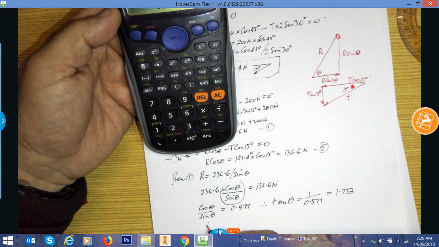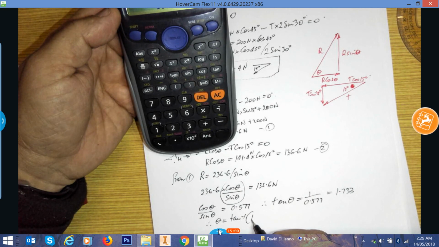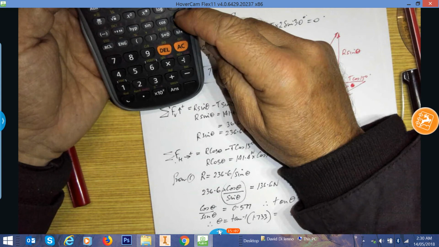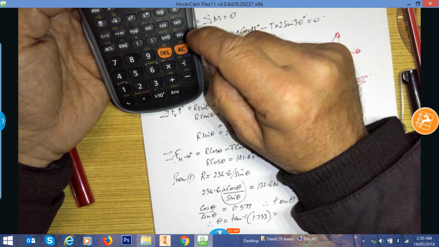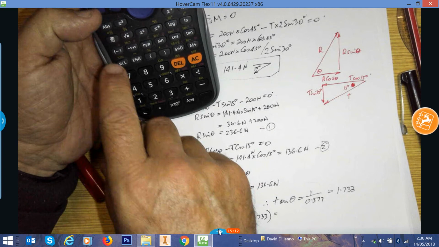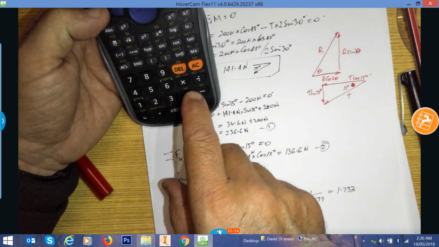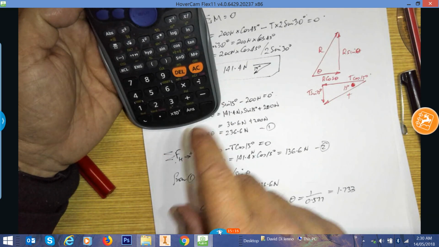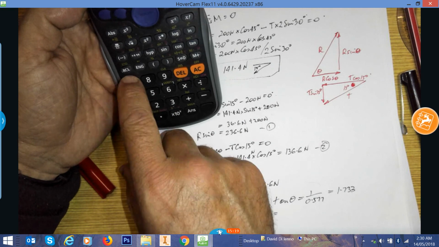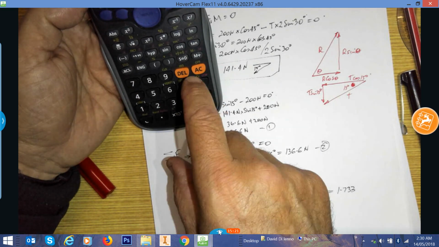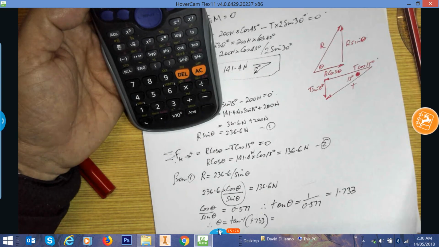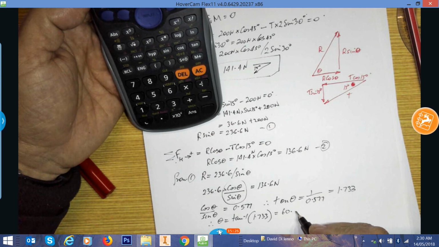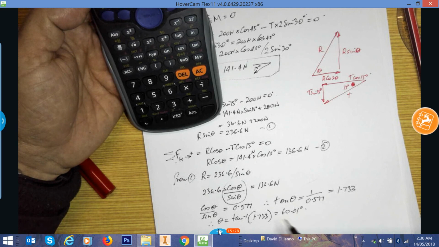Therefore theta is going to equal tan to the minus 1 of 1.733, so the inverse tan of 1.733 gives 60.01 degrees, or 60.1 degrees. So that's the answer for theta.